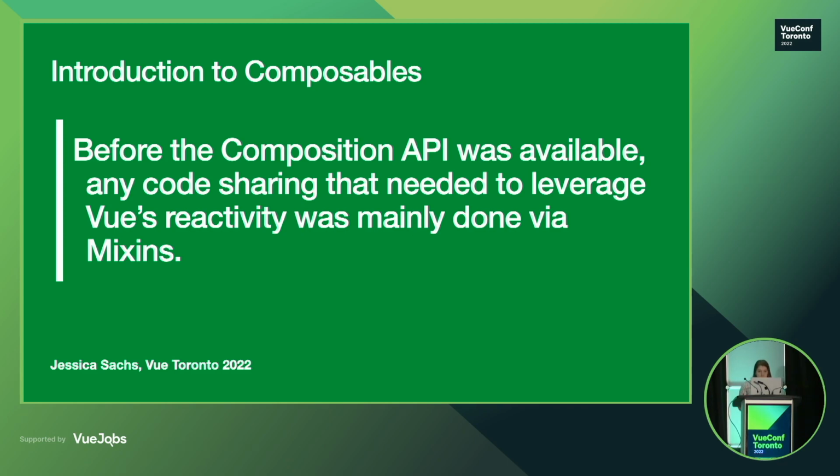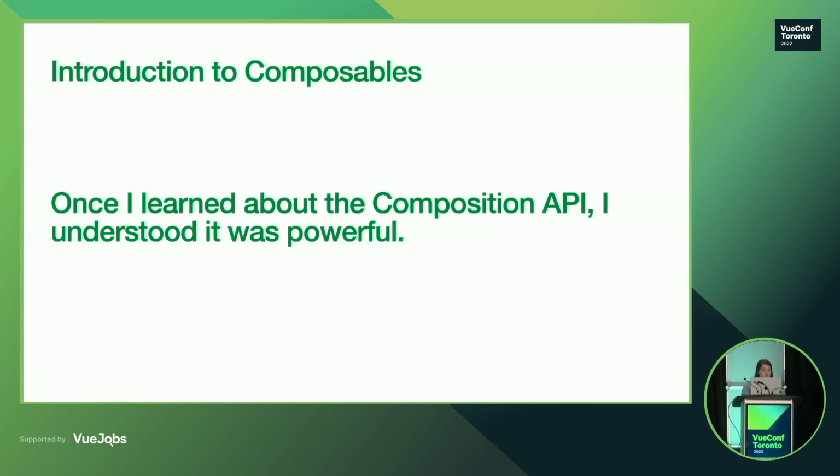So I went over this really quickly. Before Composition API, all we had was mixins. That was not scalable. It wasn't enough, especially for library authors. But once I learned about the Composition API, I understood at least that it was powerful. This was about 2 years ago, 2.5 years ago.